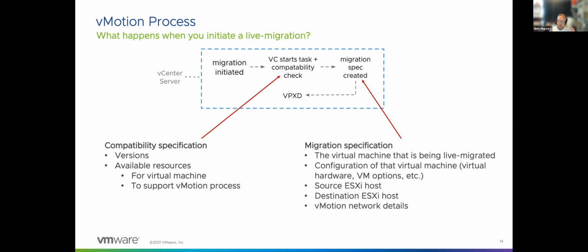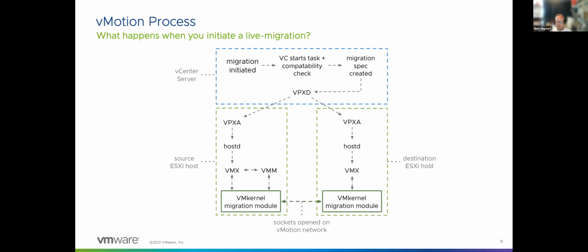So when that is done, a migration specification is created. Now, this is all about the virtual machine that is being live migrated, right? Its configuration, what is the source, what is the destination ESXi host, what are the details on the vMotion enabled network. Once that is all done, that migration specification is passed on through the virtual provisioning X daemon, VPXD, which is the process in vCenter server, which communicates to all the ESXi hosts using VPXA, the agent equivalent.